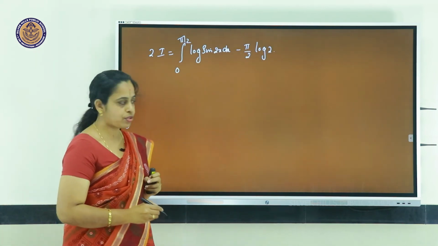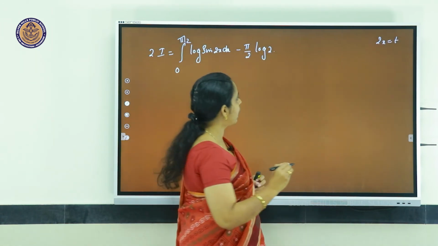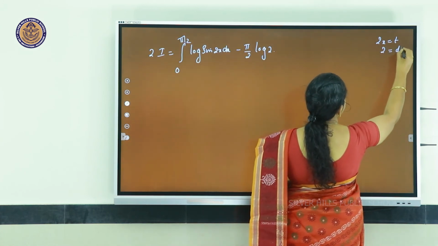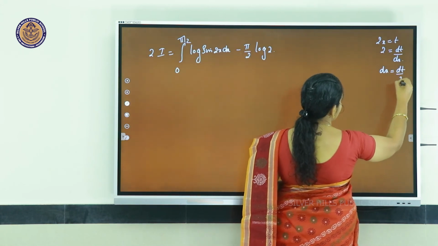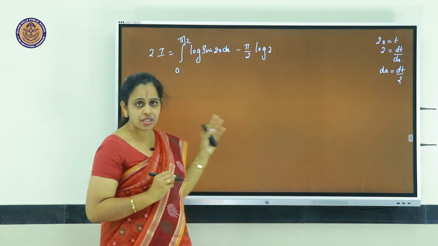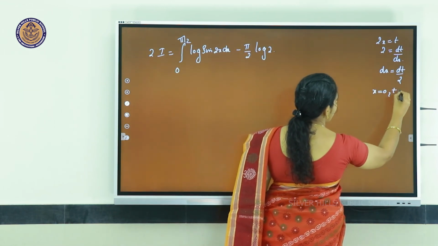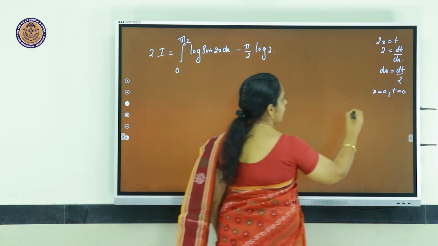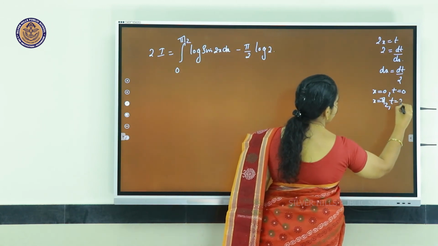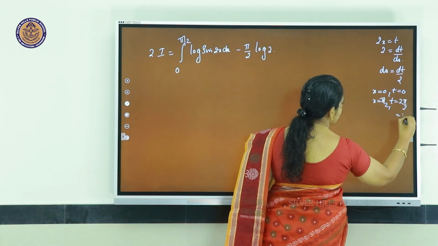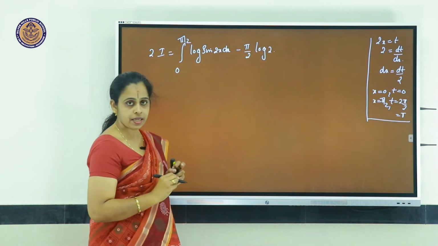Let us give 2x equal to t. 2x equal to t, differentiating with respect to x, 2 equal to dt divided by dx, or dx will be equal to dt divided by 2. Now, let us see the change in the limits. When x takes the value 0, t takes the value 2 into 0, which is 0. When x takes the value pi by 2, t equal to 2 into pi by 2, which is equal to pi. Now, let us apply all these things in the integrand.